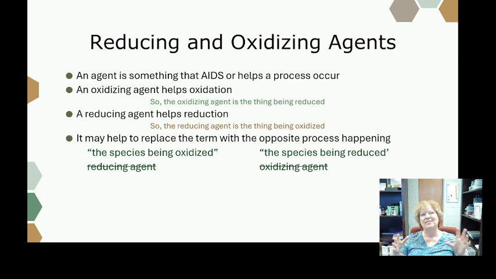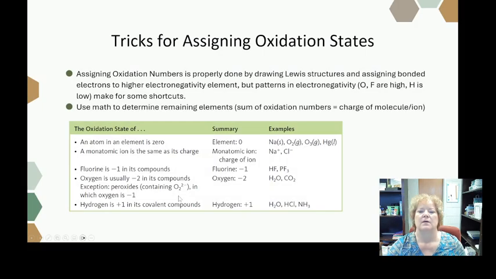As I look at these, you're also going to see, and I'm asking you on the homework about, reducing and oxidizing agents. An agent is something that aids, so I can think of the reduced species as something that's aiding the oxidation, and I can think of the oxidized species as something that's aiding the reduction. So I usually just cross out the word agent when I see it, and flip it to the opposite thing. The reducing agent is the thing that's being oxidized, and the oxidizing agent is the thing that's being reduced. And that makes it a little bit easier. All right, so let's go on and look at some examples.